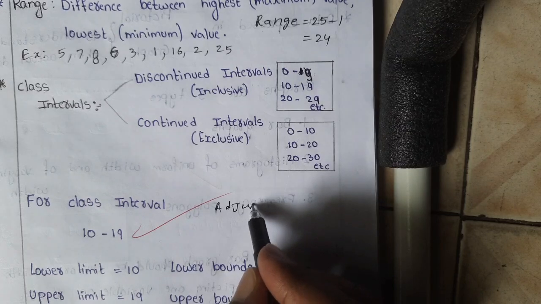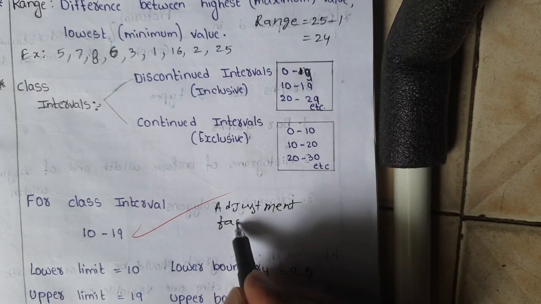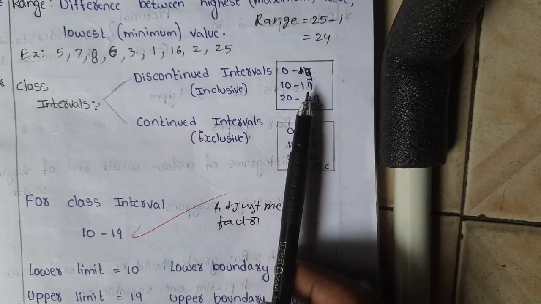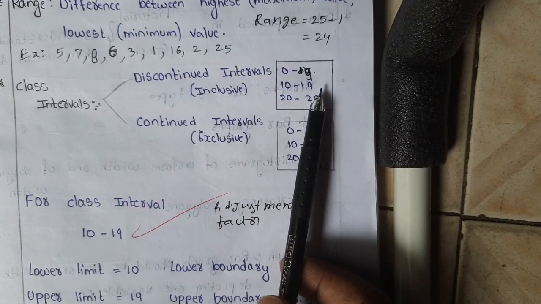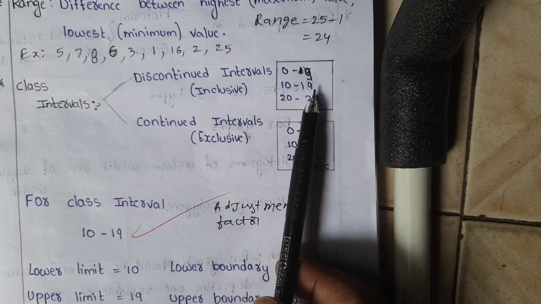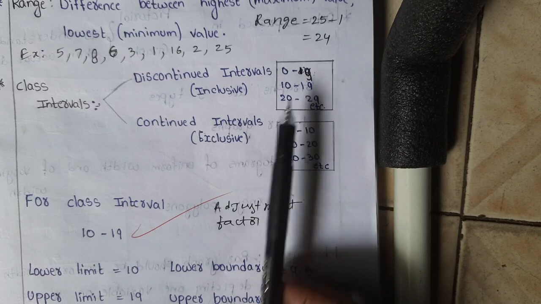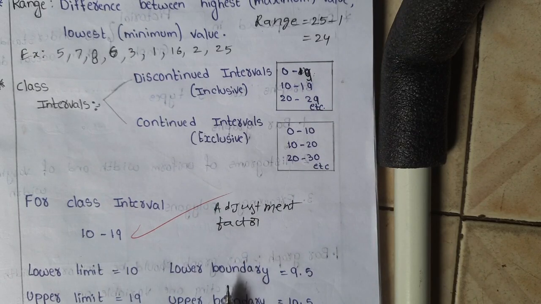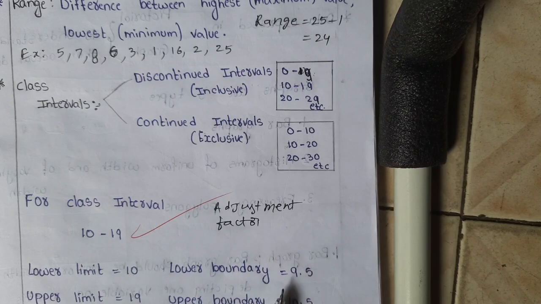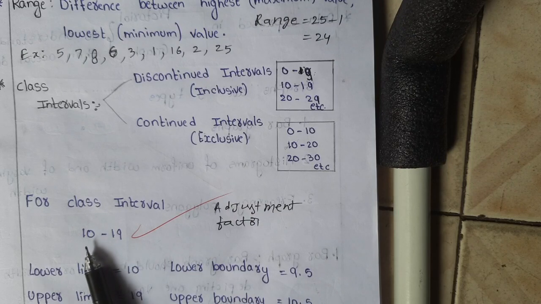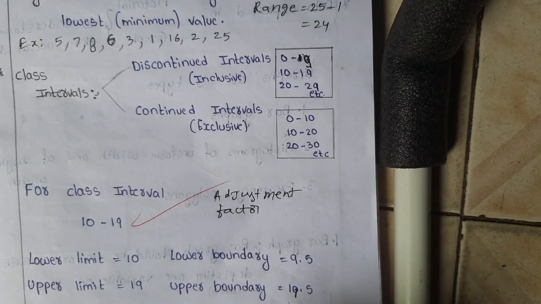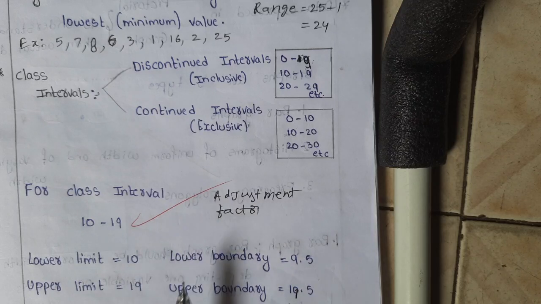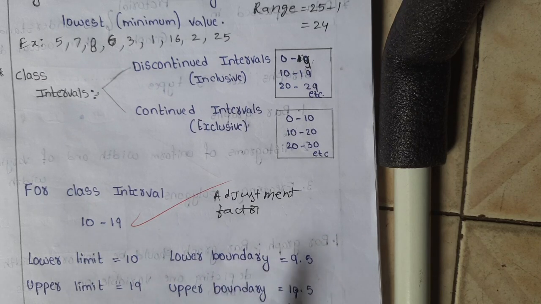Adjustment factor. What is it? Here the difference between 20 and 19 is 1. That 1 is shared as 0.5 to 19, and subtract. Here add 0.5 to 19 to get 19.5. Here subtract 0.5. That means we are sharing both. That's why the lower boundary here is 9.5, because we are subtracting 0.5. For the upper boundary, you add, so 19.5 comes. This is the lower boundary. For the upper boundary we should add, for the upside and downside.